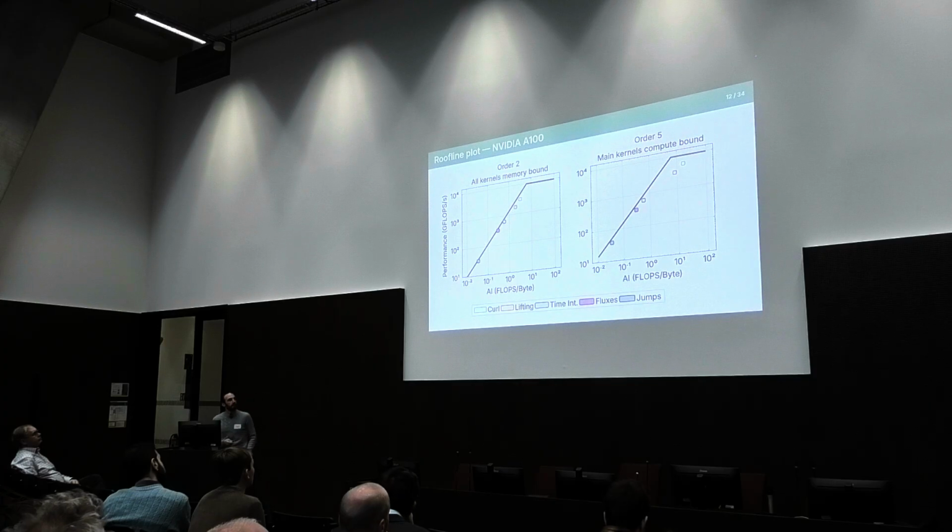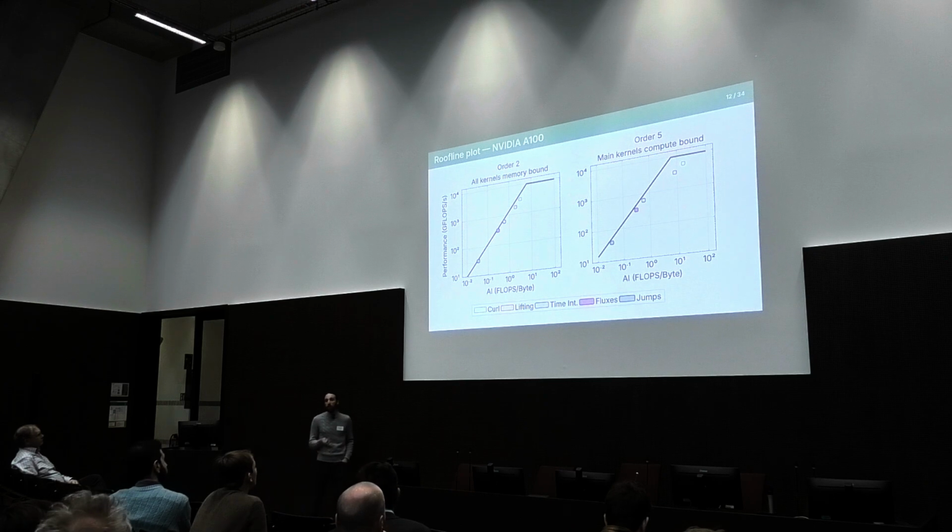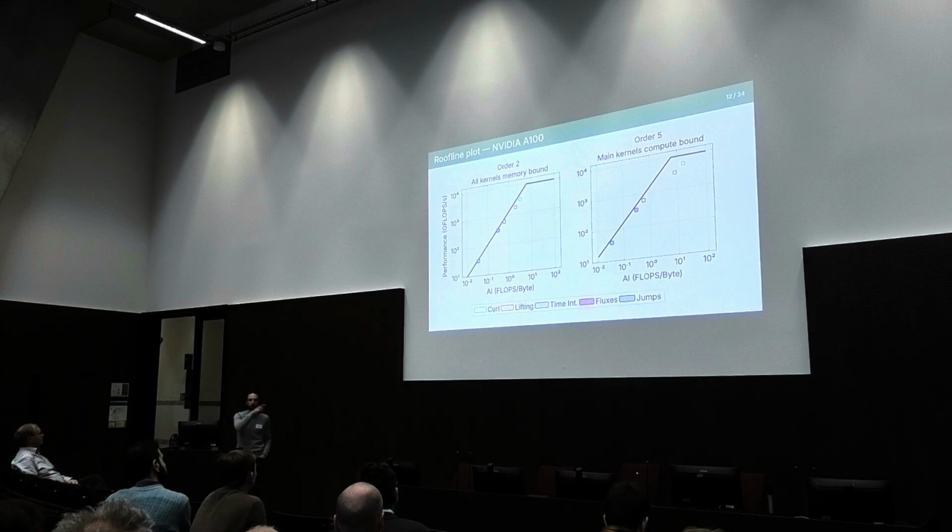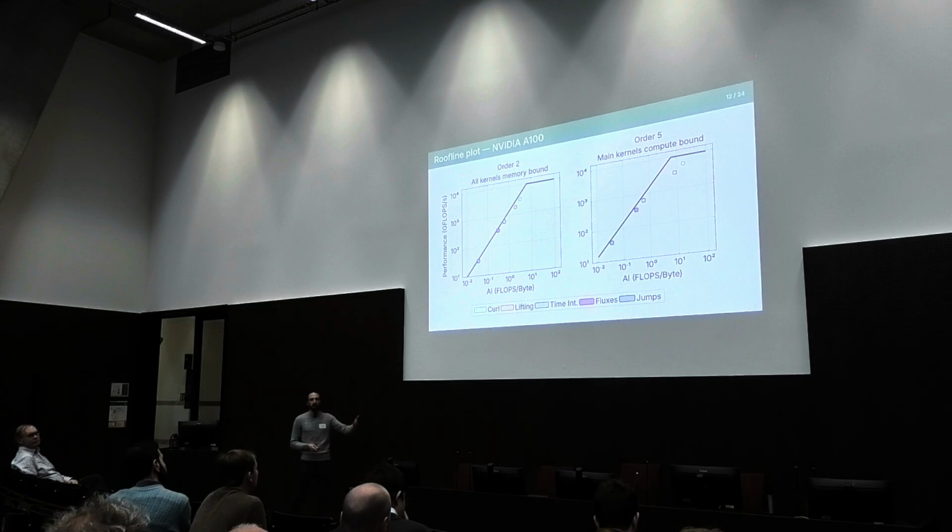The reason for that is that most of the operations we do in the curl and lifting kernels are basically small matrix multiplications, but matrix multiplications nonetheless. The inner loop inside our kernel gets longer when we increase the order, so we have more flops done inside the kernel and more data reuse, and so we move from the memory bound region to the compute bound region.